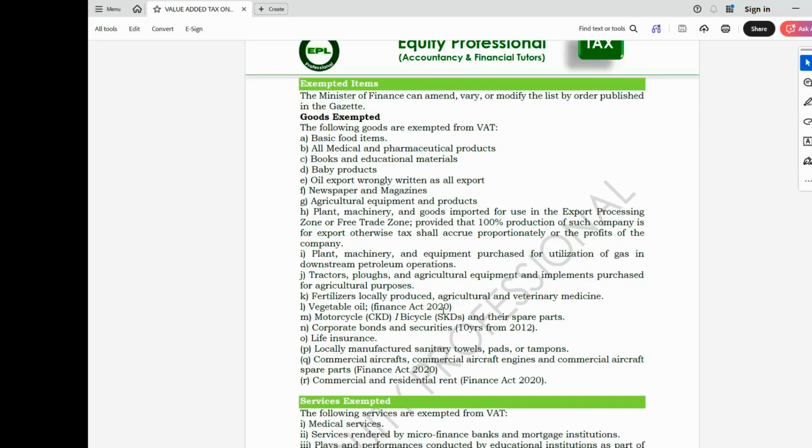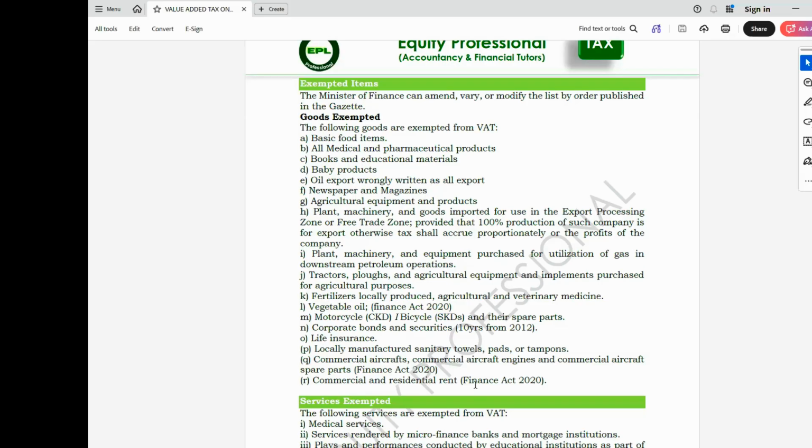We have vegetable oil, motorcycle, bicycle and their spare parts, corporate bond and security, life insurance, locally manufactured sanitary pad, towel, commercial aircraft engine and spare part, commercial and residential rent.